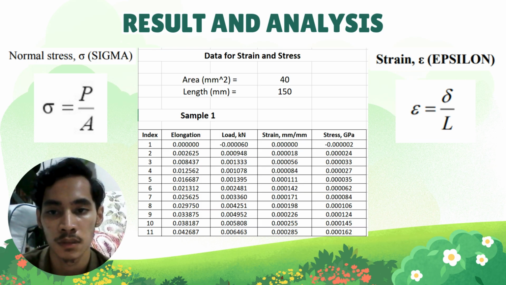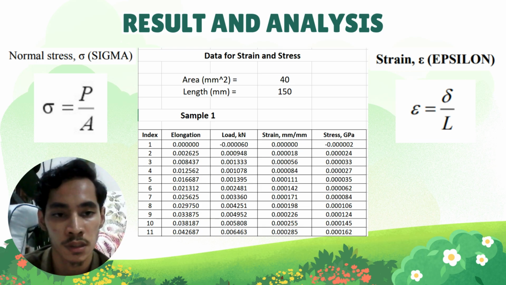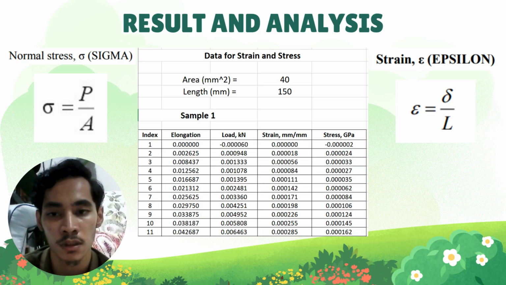It is given on the left that sigma equals P over A, where P is the load and A is the cross sectional area of our composite material. And the strain, called epsilon, is the elongation divided by the length of our composite material.